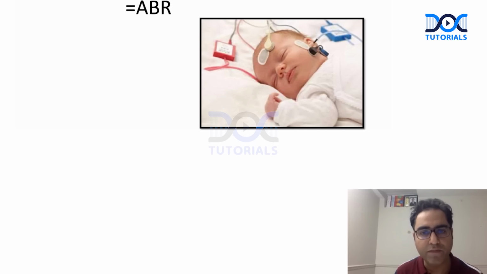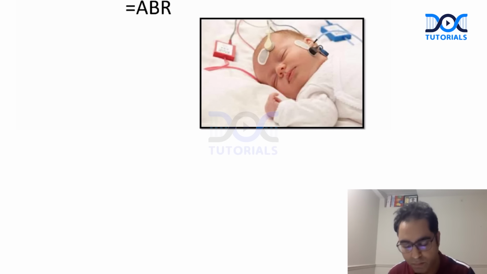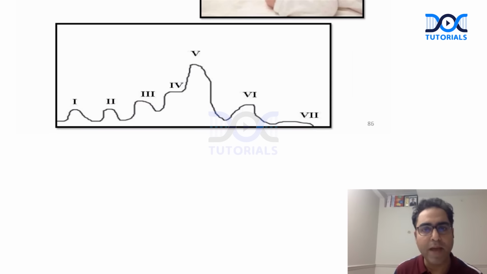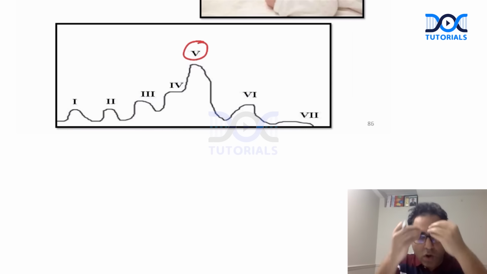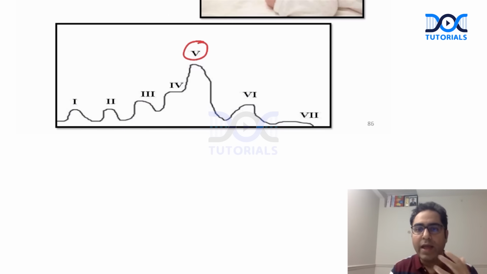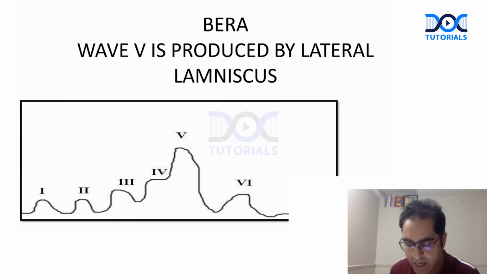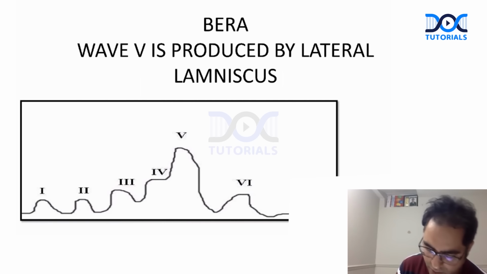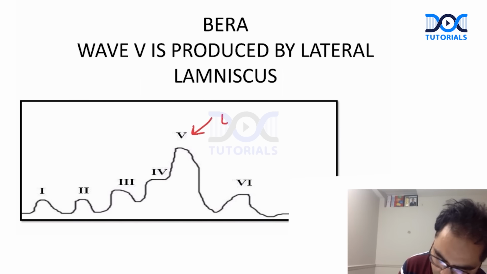Now, BERA has 7 waves. You can see 7 waves over there. The most important wave in BERA is wave 5. You give sound to the ear and you record the electrical activity from the brain, and it's evoked EEG. BERA records multiple waves. There are 7 waves, and the most important wave of BERA is wave 5, and wave 5 is produced by the lateral lemniscus. The lateral lemniscus is part of the auditory pathway. So wave 5 is produced by the lateral lemniscus.